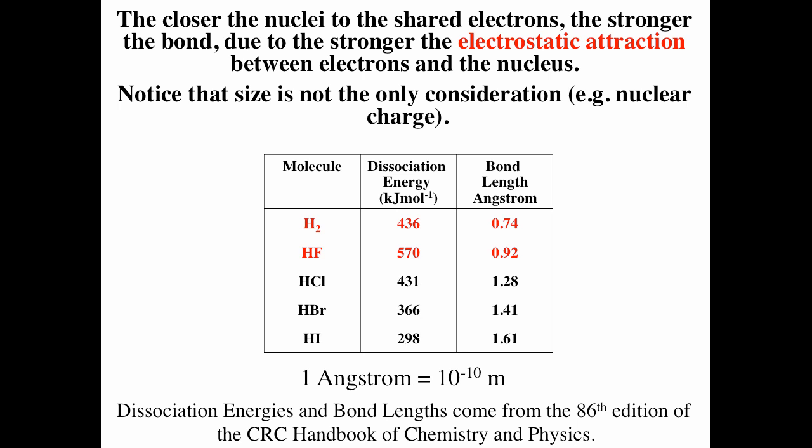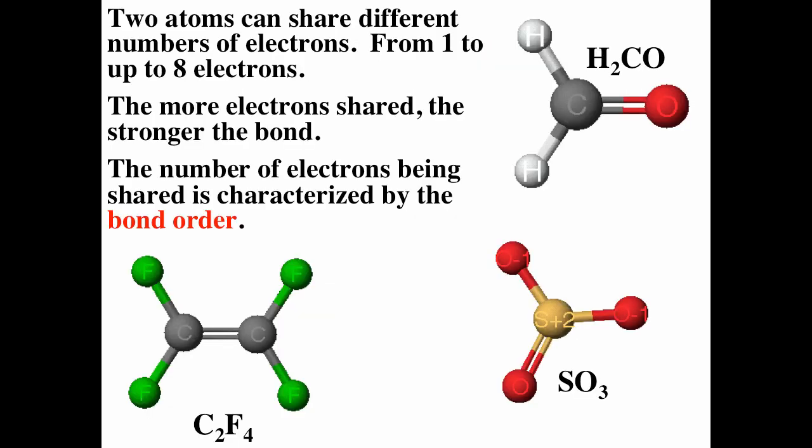And so we can use the size of the atoms to determine the relative strength of a bond and the length of the bond. But actually the number of electrons being shared is a better indicator of the strength of the bond. Atoms can share different numbers of electrons, from 1 up into 8. The more electrons shared, the stronger the bond.